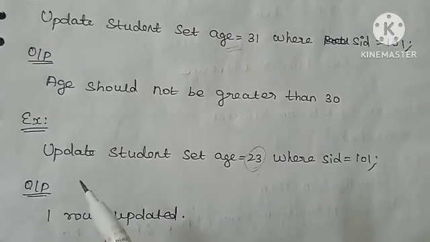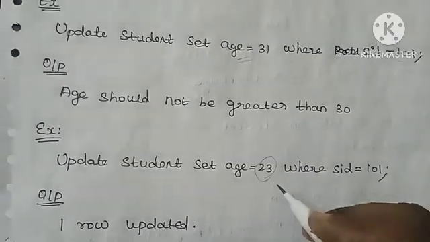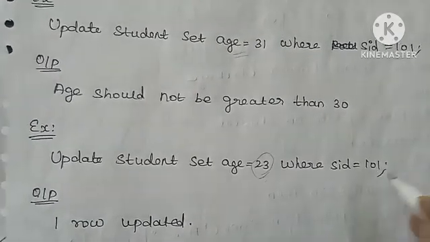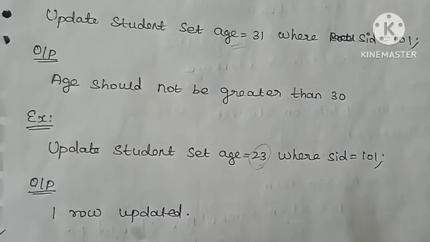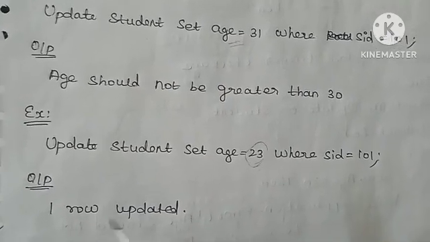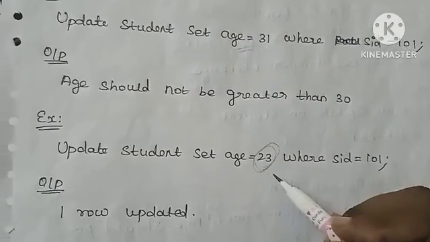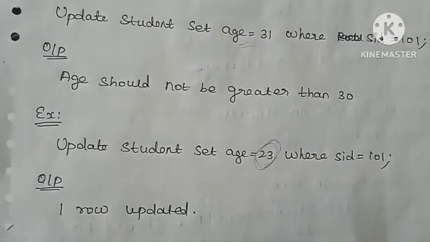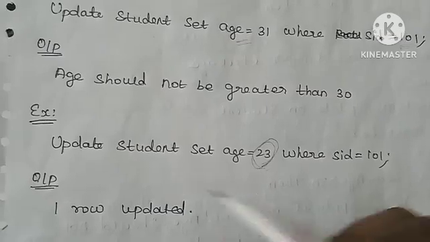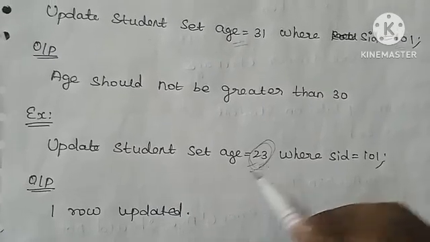Okay. This example, update student set age equal to 20 where SID equal to 101. The output will be one row updated. Why? Because the age is less than 30, so it can be updated. We can see the student table, the age will be updated.